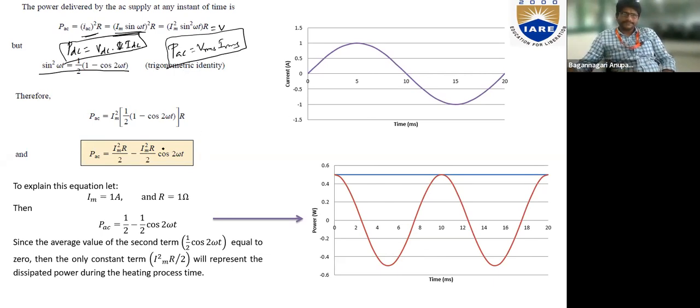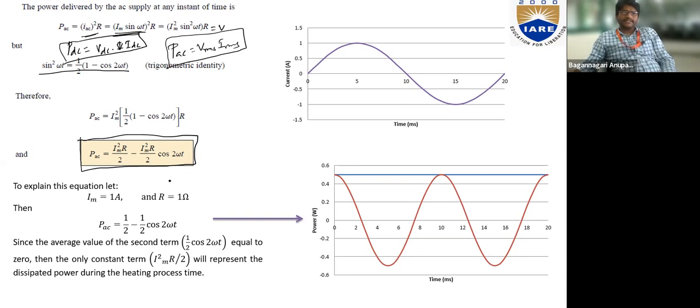In DC, it's very simple: VDC into IDC, multiplying the magnitudes, that's fine. But when it comes to AC, it depends on the frequency as well, right? So what's the equation I have? Im square R by 2 minus Im square R by 2 cos 2 omega t.